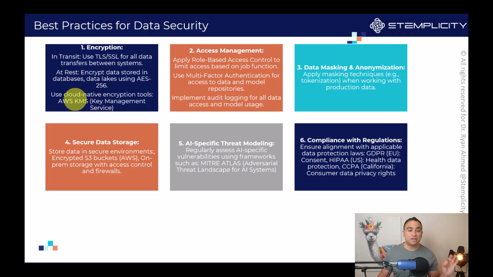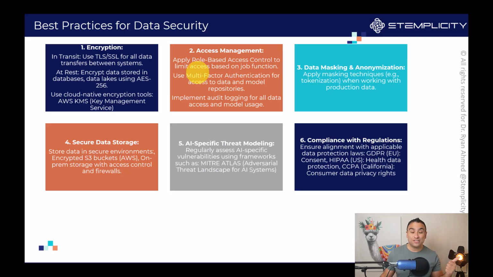You can also use cloud native encryption tools such as AWS KMS, or Key Management Service. These are services that allow you to encrypt your data and ensure a very high level of security. The second one is access management. As I mentioned before, as a rule of thumb, we're not going to give access to anyone. That's from a very high level. We're going to minimize access to the specific data across the entire organization.